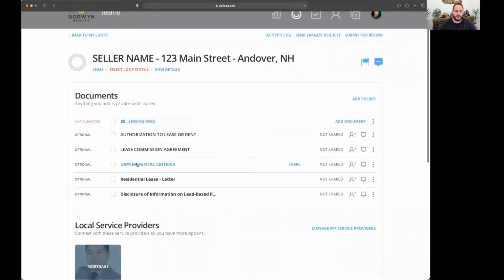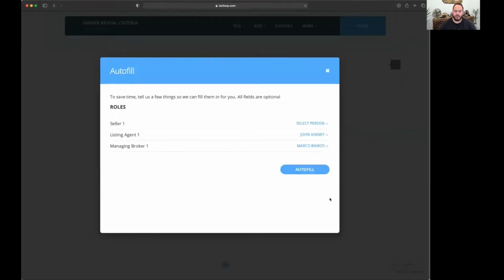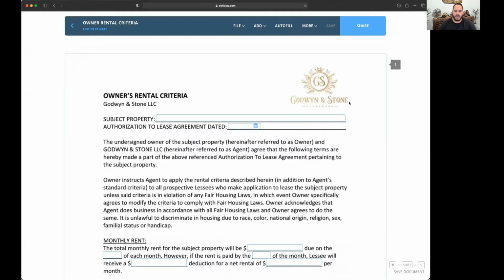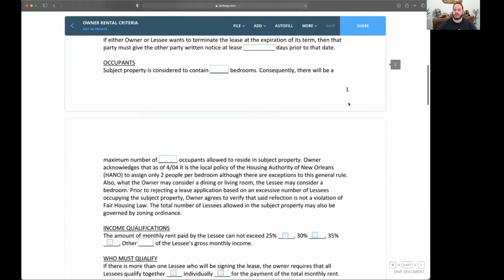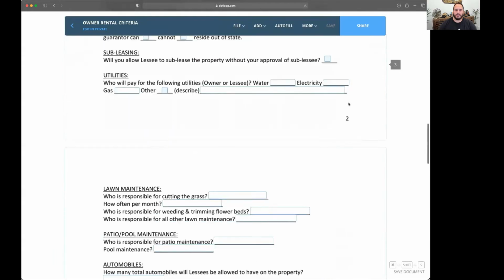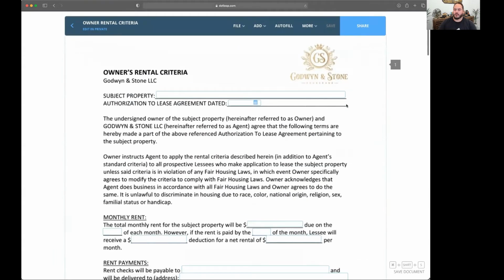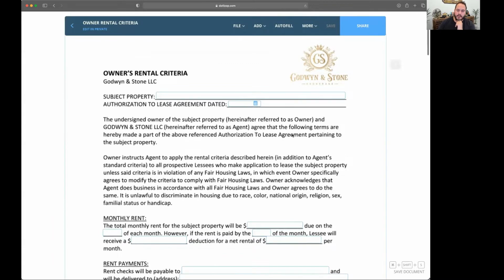The last form I'm going to go over in this video is the owner rental criteria. This form is going to lay out what the ideal situation for the landlord is going to be. So you're going to have to sit there with the landlord or talk to them over the phone or through Zoom or whatever and get all this information.